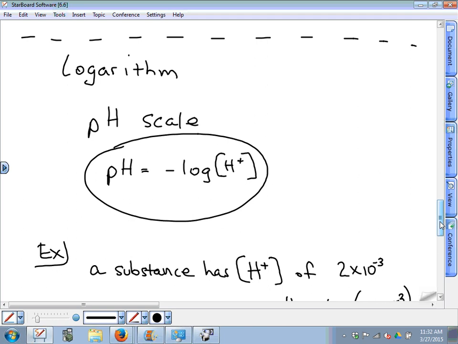Okay. Well, it's a really easy scale to use. You have an H plus value, which is this. You plug it into a logarithm, stick a minus sign in front of it. So get your calculators out.